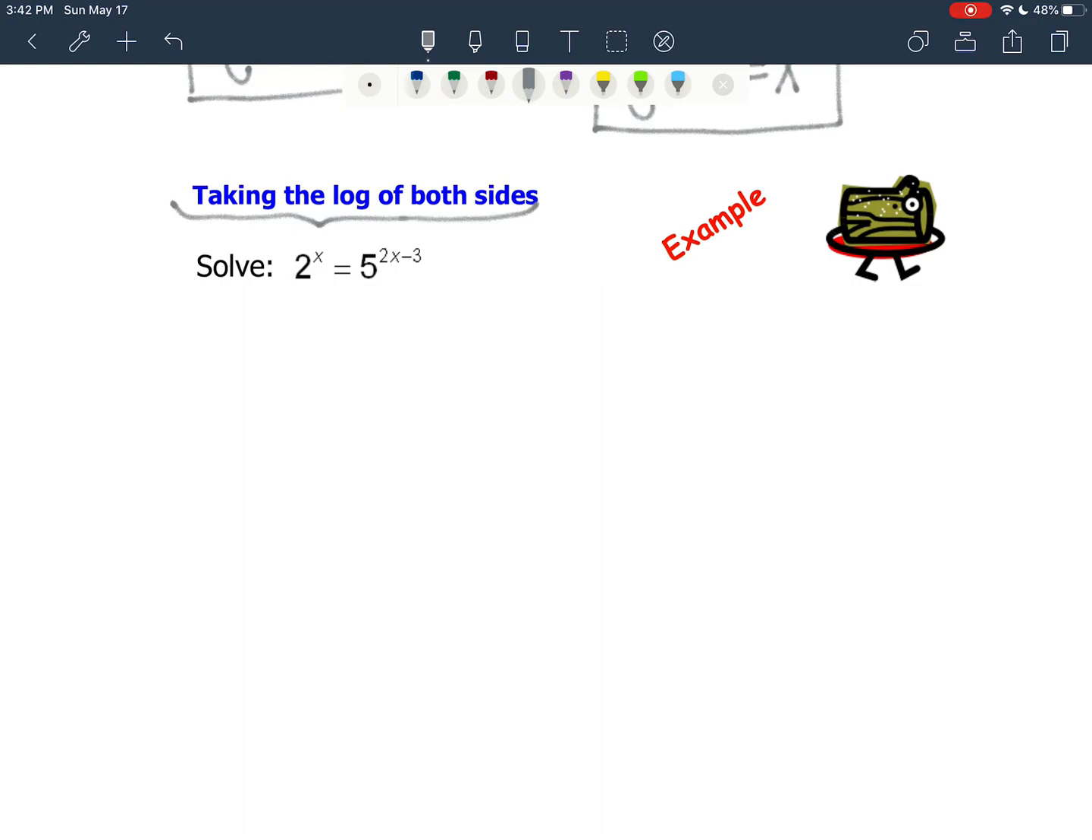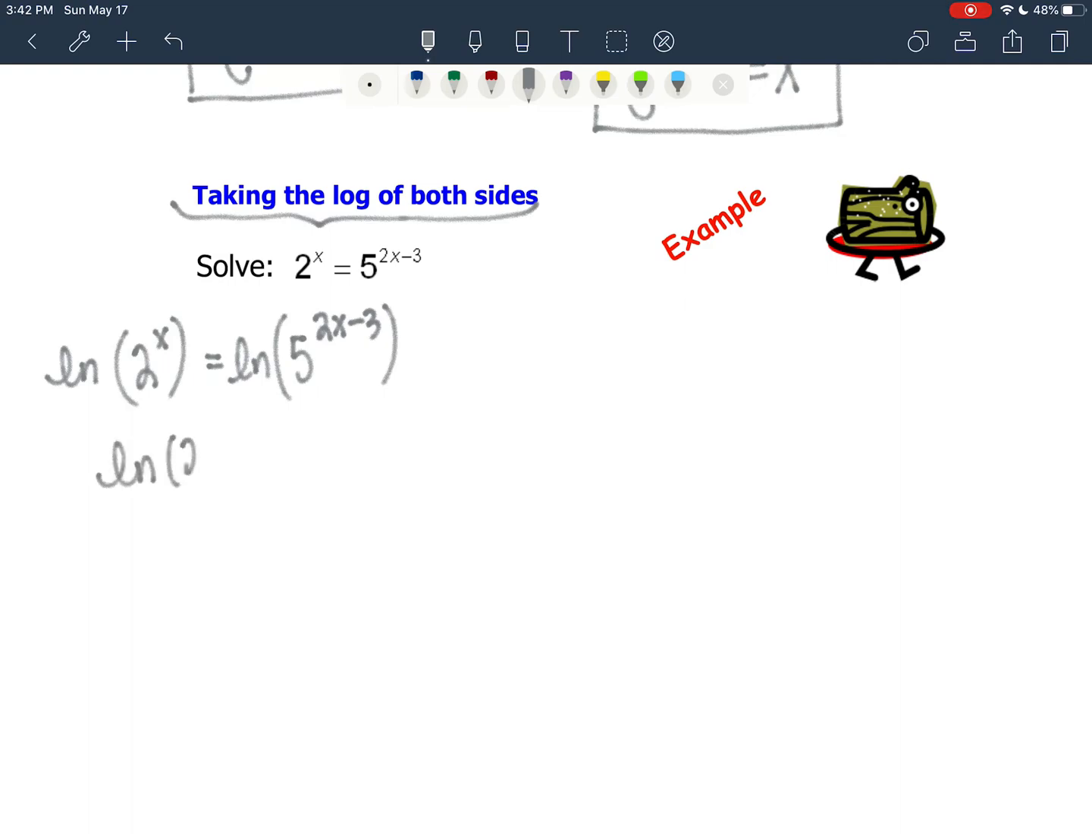I'm going to do this problem in a couple of different ways. The first thing I'm going to do is the most popular way amongst math professors. They like to take the natural log of both sides. So we're going to take the natural log of both sides. So I have 2 to the x equals 5 raised to the 2x minus 3. What that's going to do is allow us to get that x out of the exponent.